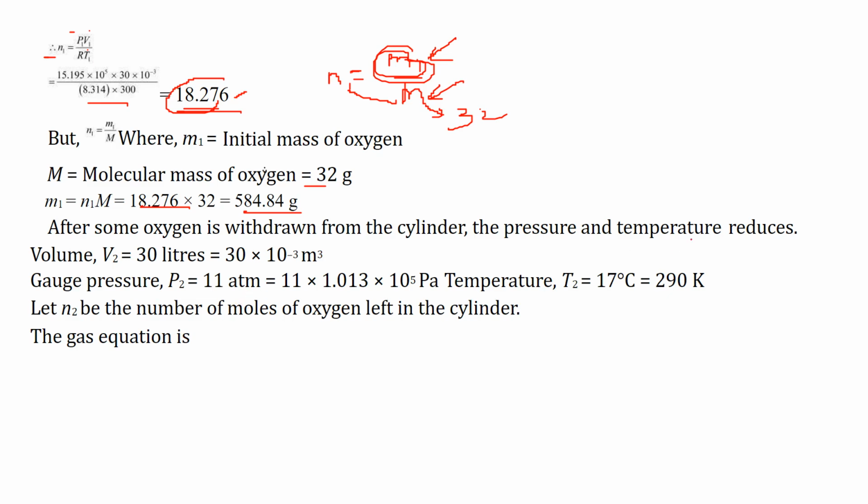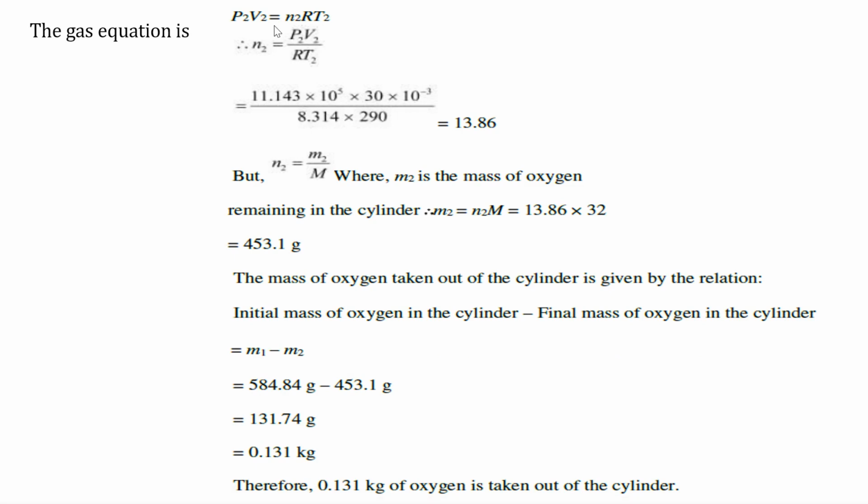Now after the oxygen has been taken out, means from the cylinder some oxygen has been taken out, the pressure and temperature reduce. Now the volume is given as 30 liter, we convert it into meter cube. The pressure is also given after removing the gas. Temperature is also said to be 17 degrees centigrade, we convert it to Kelvin. Now with the same sequence we followed here, we'll find out N2. So the gas equation for 2, that is P2 V2 equal to N2 R T2. N2 will be found out using all the values, and 13.86 will be N2.